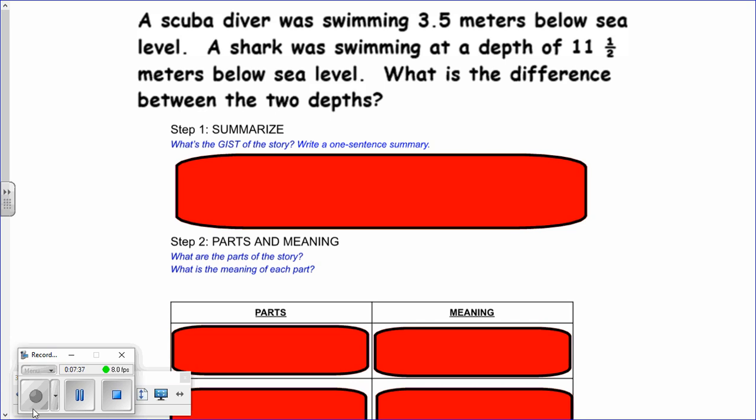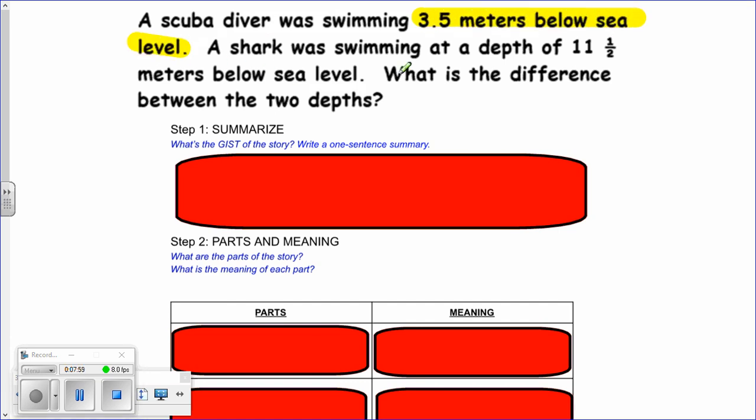All right, problem number 3. A scuba diver was swimming 3.5 meters below sea level. A shark was swimming at a depth of 11.5 meters below sea level. What is the difference between the two depths? So before we write out our gist, I'm just going to highlight some important information. So it says the scuba diver was swimming 3.5 meters below sea level.